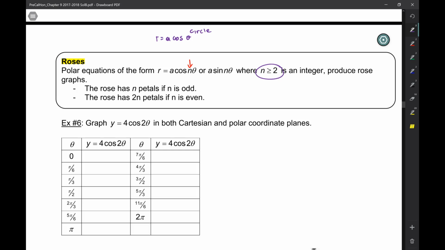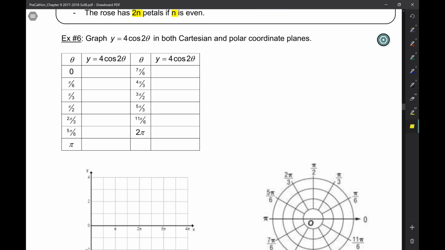Now, roses have petals. The rose is going to have n petals if n is odd. So for example, A cosine 3 theta, 5 theta, these have 3 and 5 petals. 2n petals if n is even. So if it's cosine 6 theta, 12 petals. How many petals here? 4 petals here. So, never 2 petals.